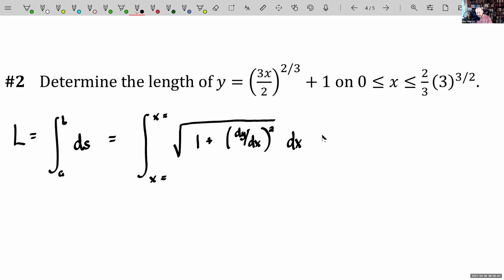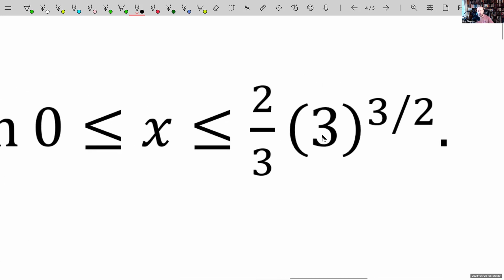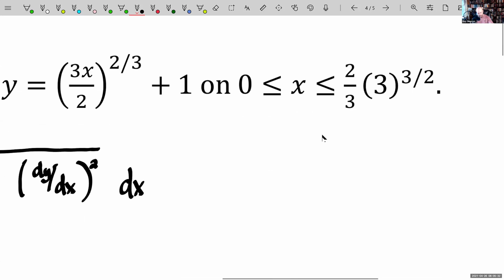dx. Now, you don't have to do it with respect to x, actually. This problem works both ways. And in fact, it's easier to do with respect to y, I think. I'm not sure. I can't remember. But for right now, let's go ahead and just pretend as though we're doing this with respect to x. Not pretend, we're actually doing this with respect to x. So if I did this with respect to x, first of all, x would go from 0 to that terrible 2/3 times 3 to the 3/2 power.